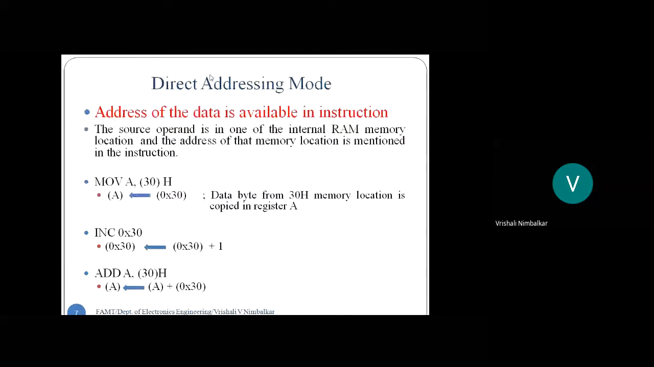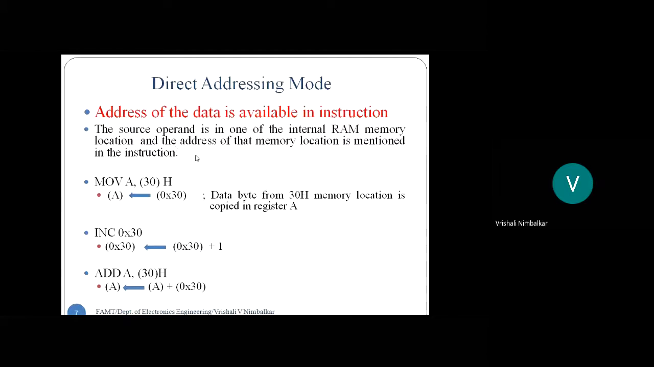The next, direct addressing mode. What is direct addressing mode? Address is mentioned in the instruction. Correct? Address is mentioned in the instruction. It means actually, where is your data? The source operand or the data is in one of the internal RAM memory locations. And the address of that memory location is mentioned in the instruction. Correct? So what is mentioned in the instruction? It's an address. And the data from that address is to be accessed.